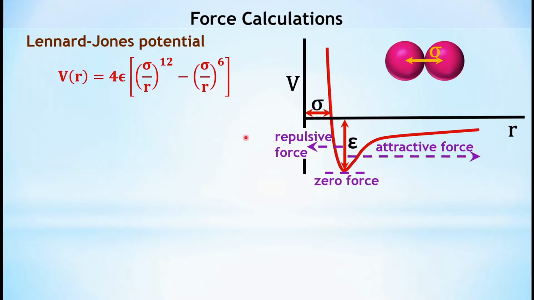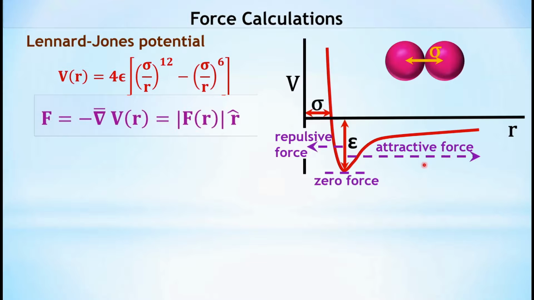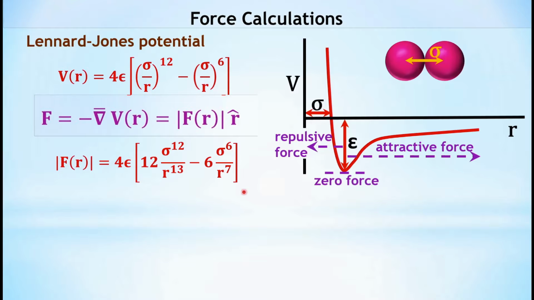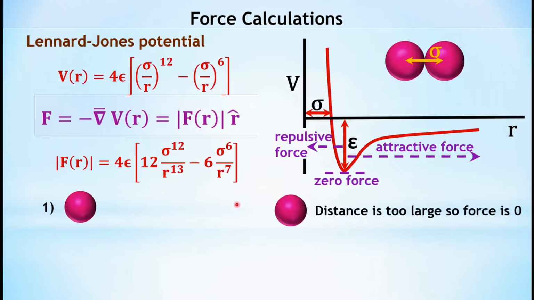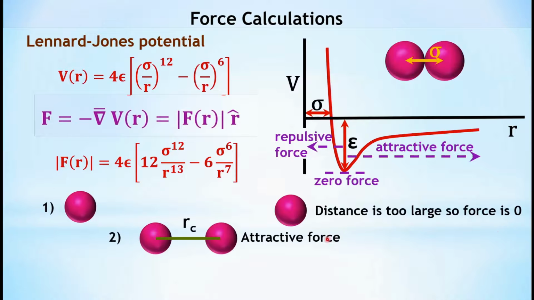Next we have to calculate the force. So this expression and curve we have already discussed. Now force is given by minus gradient of potential, so it is magnitude of force into unit vector. Magnitude of force is given by this expression. We can easily differentiate the expression for potential and get the value of force. Now suppose these are the 2 particles and the distance between them is quite large. So force will be almost 0 or negligible. Now suppose they come close. So now there will be an attractive force, and once they come too close, then there will be repulsive force.